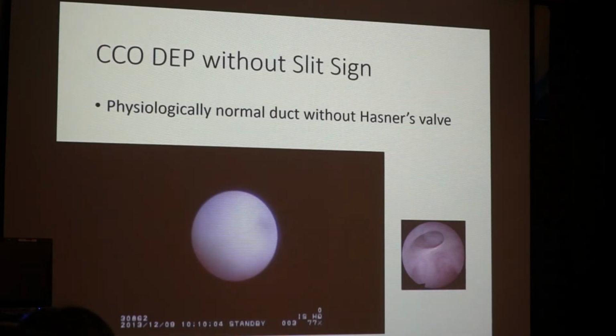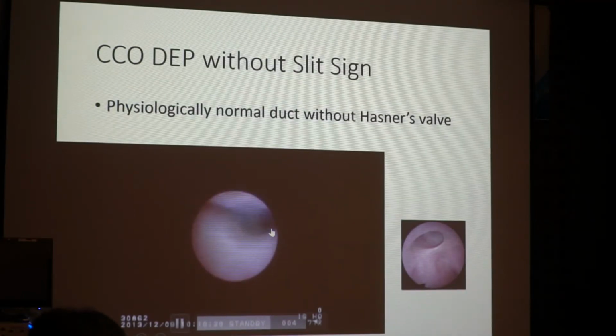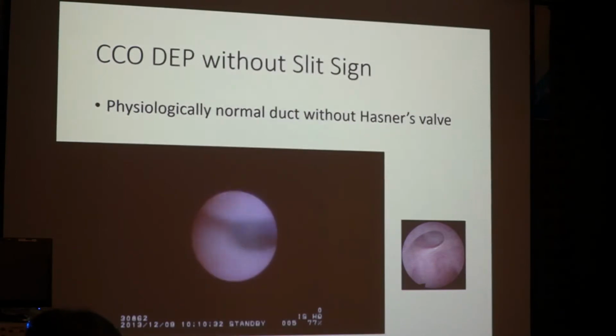Pre-op diagnosis was common mechanical obstruction. We can see the dimple here, and I am just pushing the dimple. This is the depth technique. After breaking the membrane, we can see air beyond the obstruction membrane. This is a large air bubble coming from the nasal cavity, and we cannot see the slit sign.